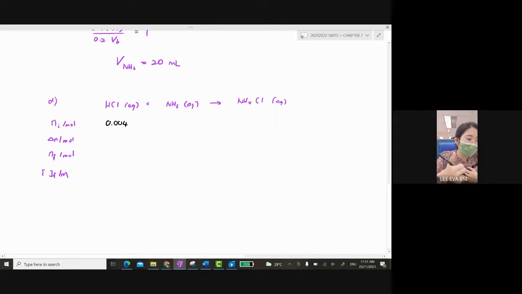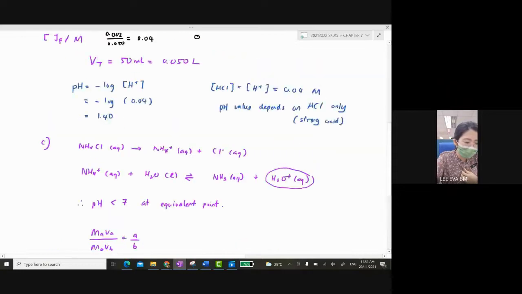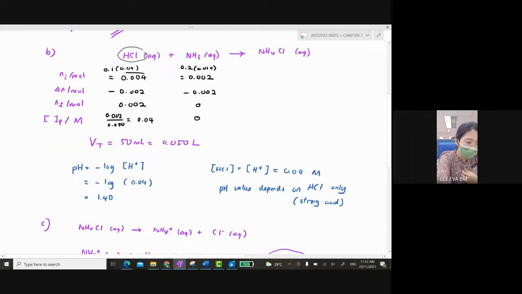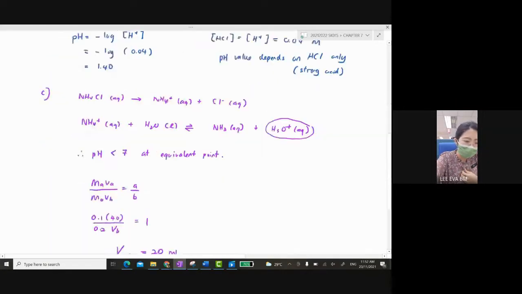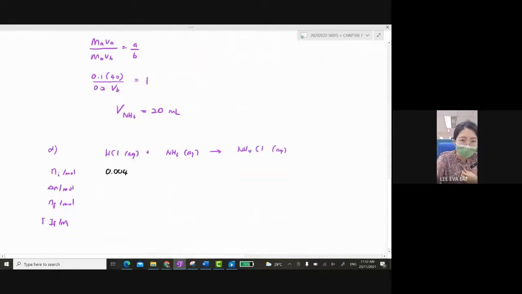Ada sesiapa yang tak faham macam mana nak dapat 0.004? Faham eh? Faham. Make sure you know. Jangan copy, tapi tahu apa value yang awak tulis ni. 0.004 datang daripada tadi. Tadi awak sudah kira kan dekat sini. So you don't have to show it again, because number of mole HCl is fixed already.